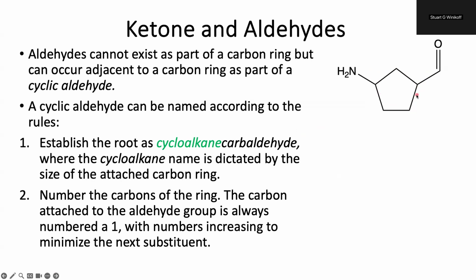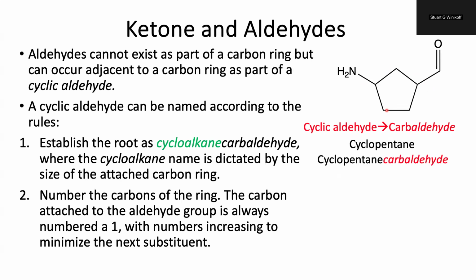Now, when we're numbering that ring, we're not going to include the carbon of the aldehyde. Instead, we're going to give our number 1 to the carbon that's attached to the aldehyde. And then we're going to try and minimize the next substituent. So let's go ahead and walk through this name. So I have a cyclic aldehyde, meaning the suffix is really going to be carbaldehyde. And then my main ring in this case is a cyclopentane. So I can bring this together to have a cyclopentanecarbaldehyde. So it's a little bit of a long name, but again, it immediately tells me what I'm dealing with.